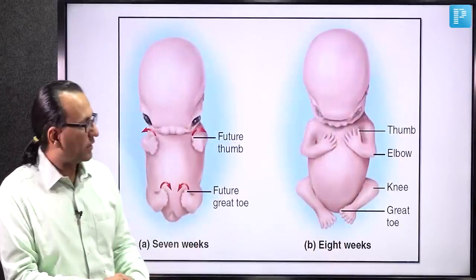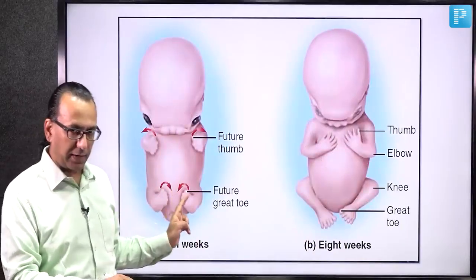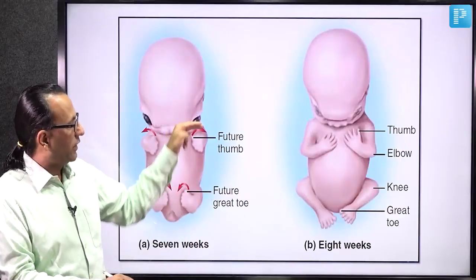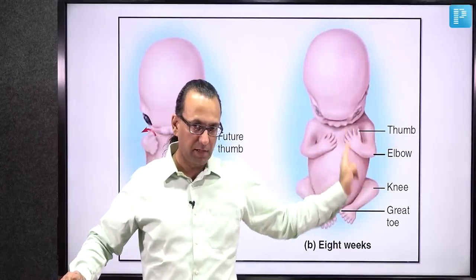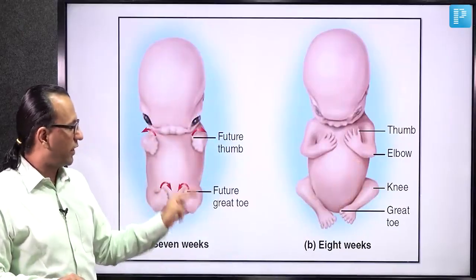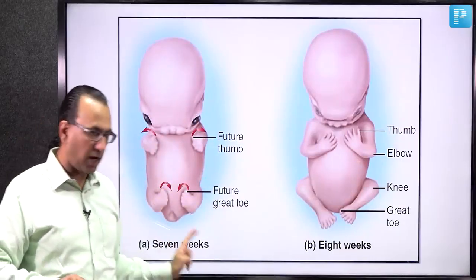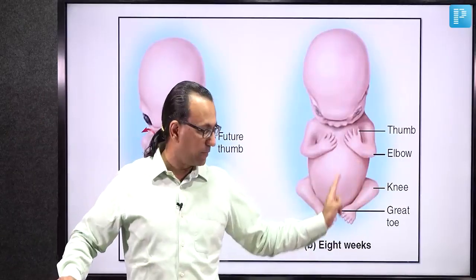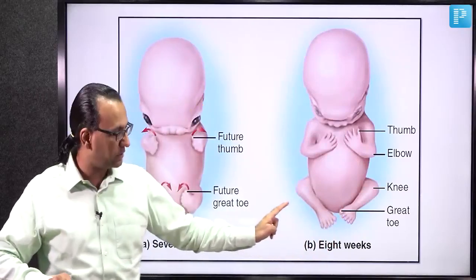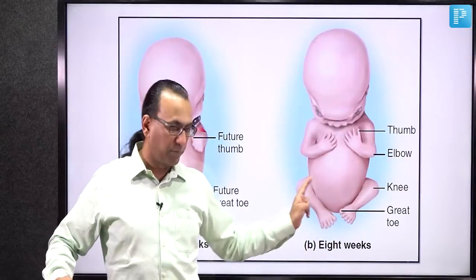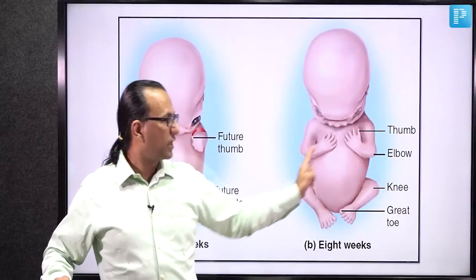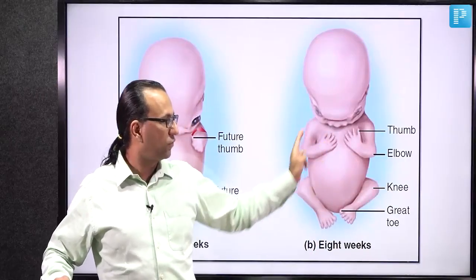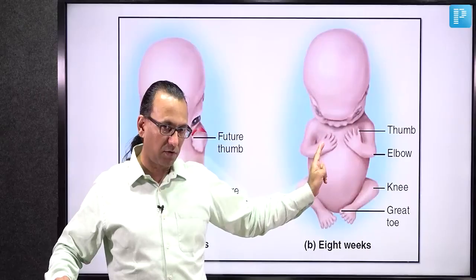During development, the upper limb and lower limb are rotating, and we see the upper limb is rotating laterally by 90 degrees so that the thumb will come lateral in the anatomical position, whereas the lower limb is rotating medially by 90 degrees so that the great toe will come medial in anatomical position. Also, you will notice that the lower limb is folding posteriorly, so the flexor compartment will be posterior in the lower limb, whereas the upper limb is folding anteriorly, so the flexor compartment will be anterior for the upper limb.